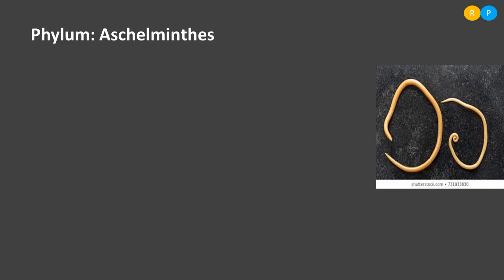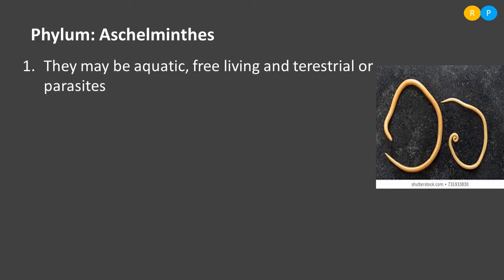Where do we find the members of Aschelminthes? What is their habitat? They may be aquatic. That means some species of Aschelminthes live in water and they are actually free living. That means they are not living within another organism. Instead, in the water they live as predators. That means they feed on other lower animals and survive.